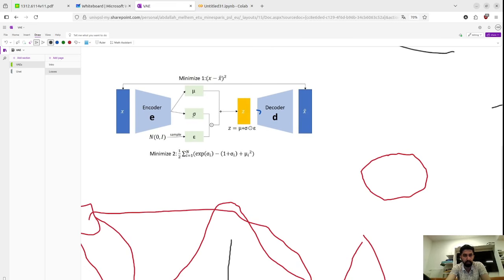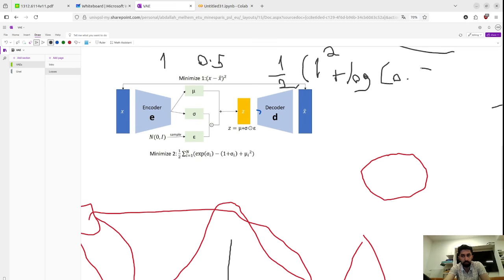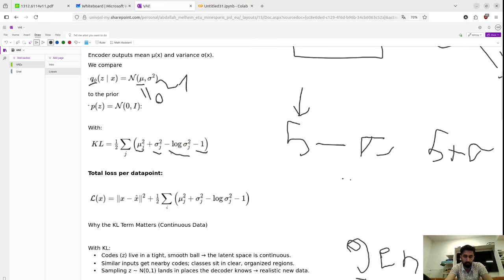We predict mean and standard deviation. Let's say we get a mean of 1 and a standard deviation of 0.5. So what we would do is put half into the mean predicted, which is 1 power 2, plus the log of the standard deviation predicted power 2, minus the standard deviation predicted power 2, minus 1. So it's just a summation of this.